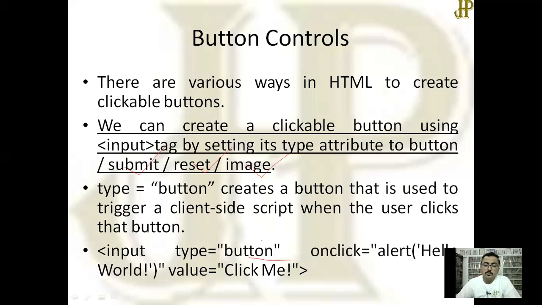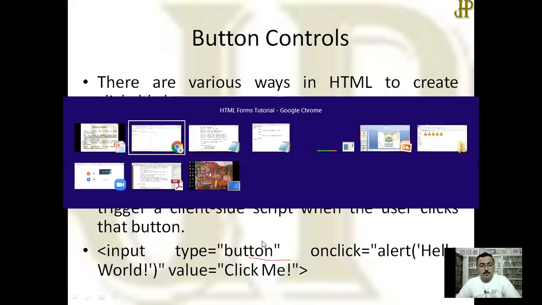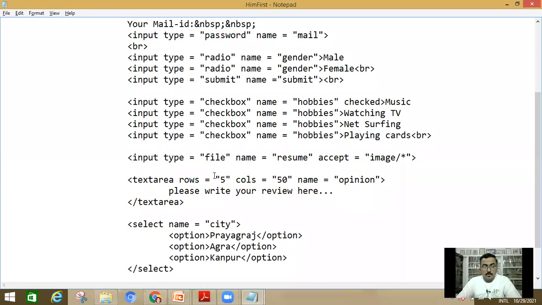You have to use the input tag. In the type attribute, you have to supply the value, either button, submit, reset, etc. Okay, now I am going to show you. In the same one, I already discussed submit button. Now I am going to show you reset button.